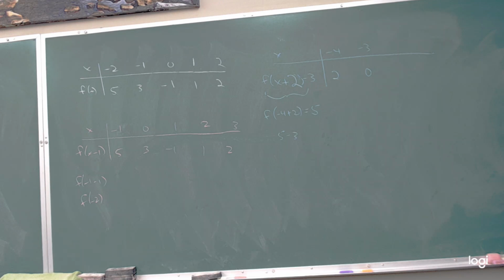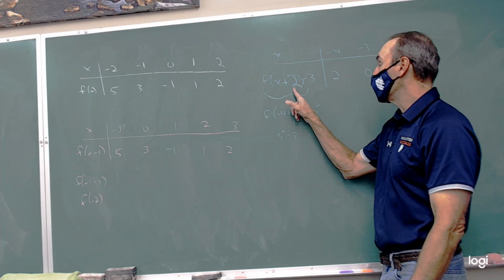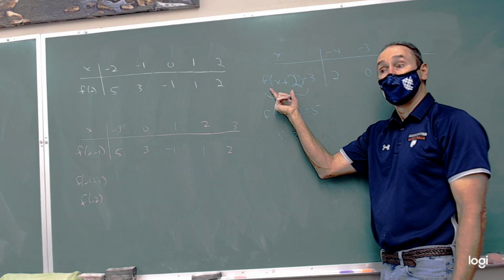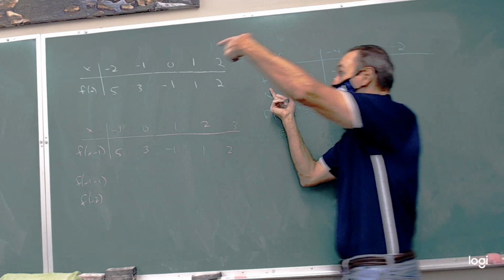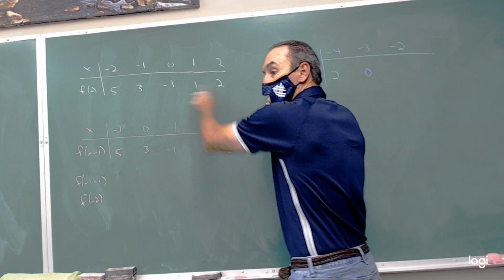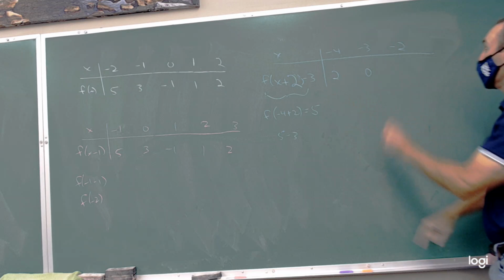Is that okay? Next value of x, Katrina, what do you think? -2. Good call. And f of -2 plus 2 means we're going to actually evaluate f of 0. That takes us to the table, and we see that f of 0 is actually -1, and then we have to subtract 3 from that to get -4.